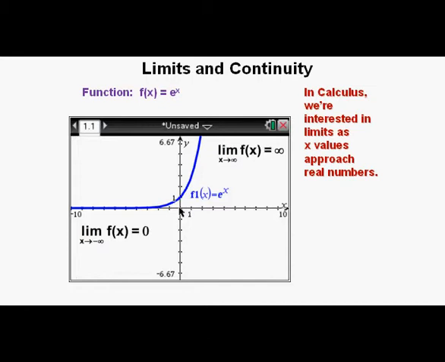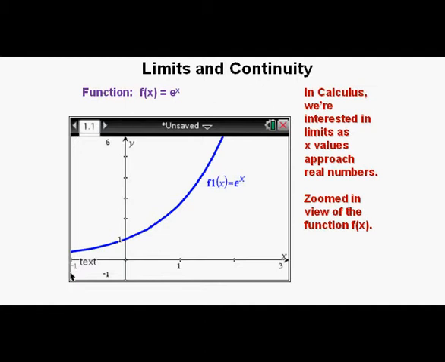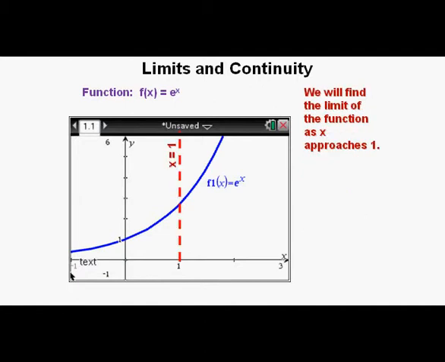But in calculus we're interested in the limit of a function as x values approach real numbers somewhere in between negative infinity and positive infinity. Here's a more zoomed in view of the same function f(x) = e^x. We're going to find the limit of the function f(x) as x approaches 1. And here we have a dotted vertical line at x = 1. For this limit we're looking for the output value, or the limit as x approaches 1 of f(x), here shown in limit notation.